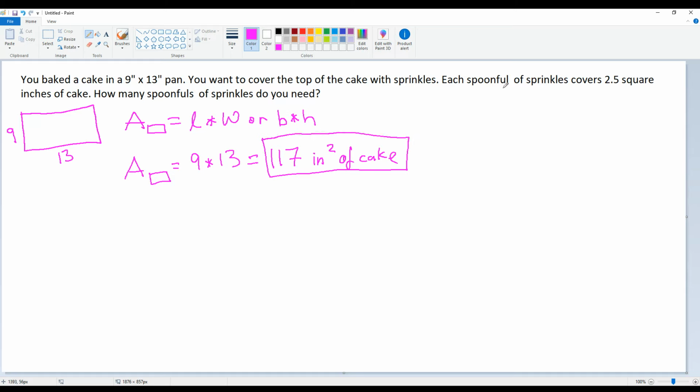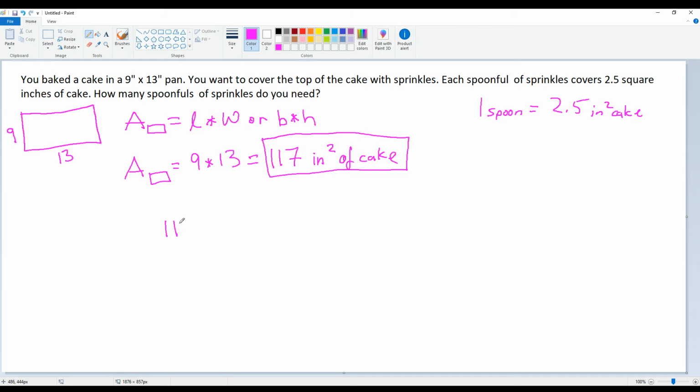And then I know that each spoonful of sprinkles is 2.5 square inches of cake. So one spoonful is 2.5 square inches of cake. So that means these are equivalent. So effectively I can make a fraction, this over this, which equals 1. So I can multiply anything by 1.